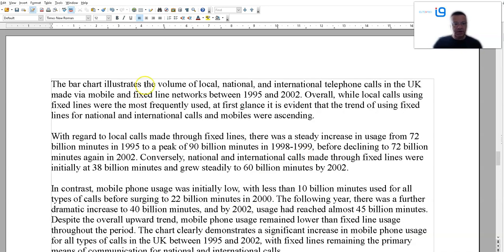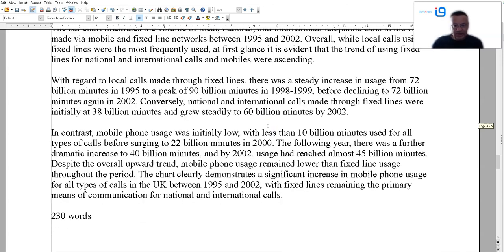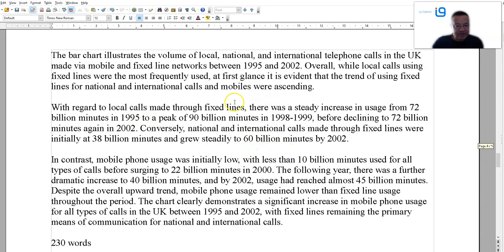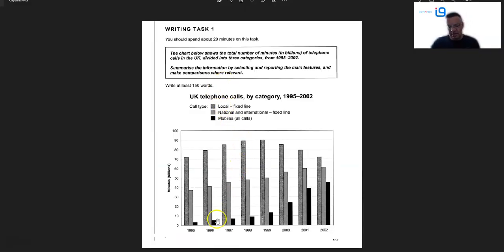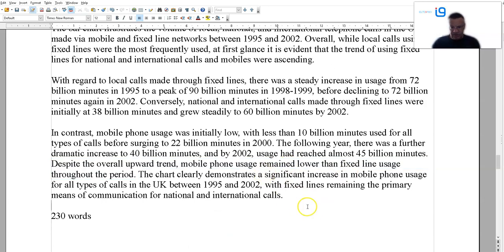So, bar chart straight on because UK, networks. Volume. It's not volume, is it? It's amount of time. Volume means number. Okay. First glance. Why at first glance? Were ascending. Increasing or increased. Okay. Fixed line steady increase. Conversely, alright. Contrast, values initially low. This is good. Alright. Usage lower than fixed line. So you're making comparisons there because it does say make comparisons if relevant. So that's good. Click increase.